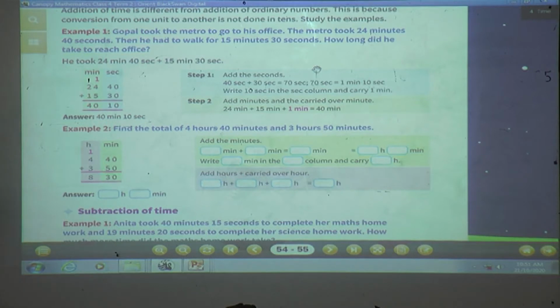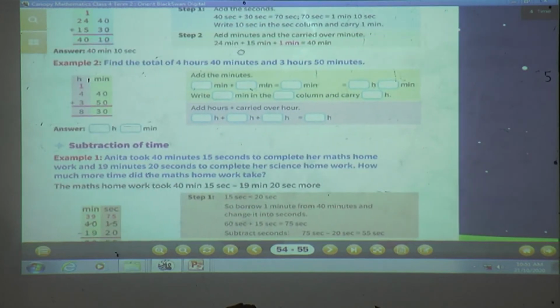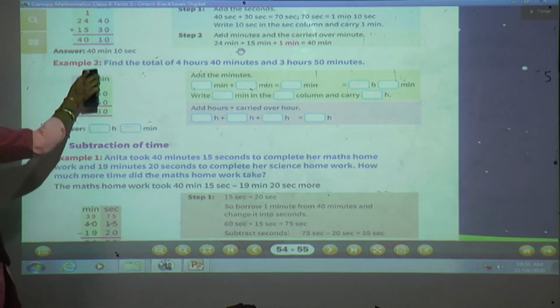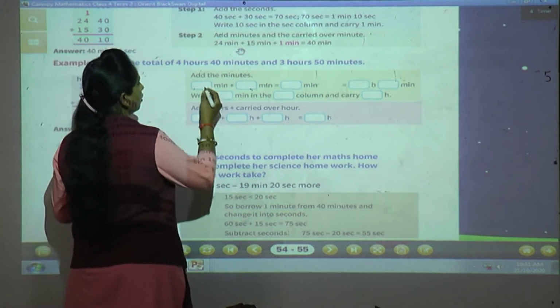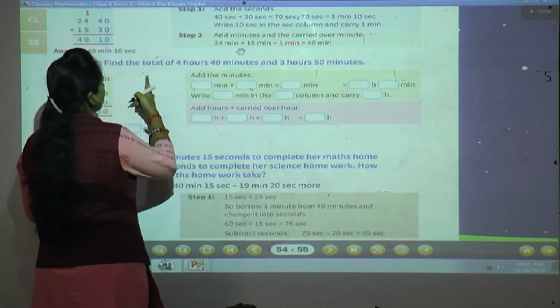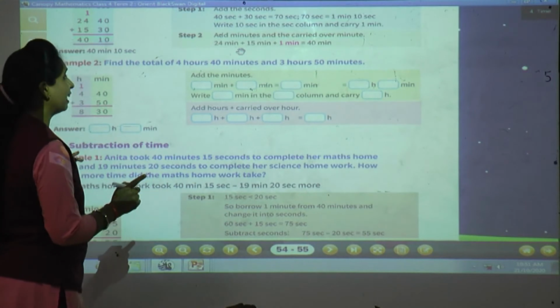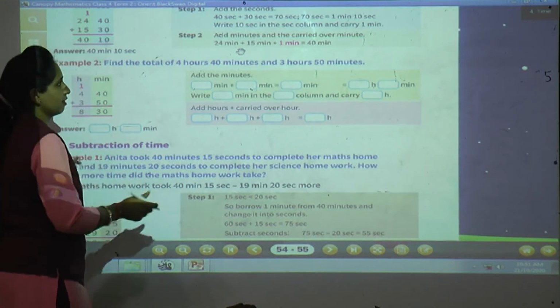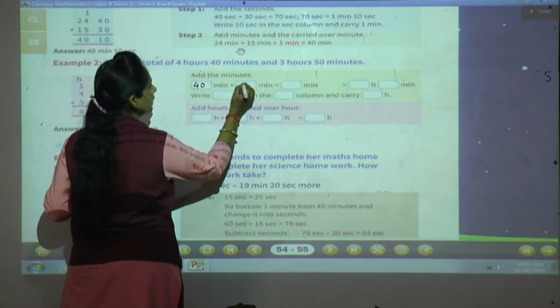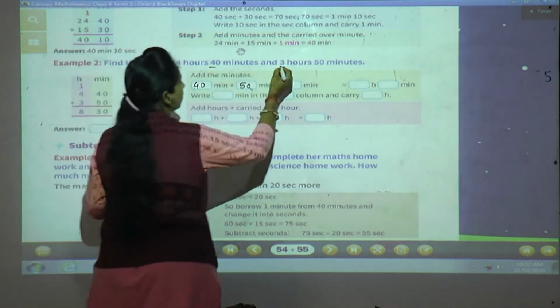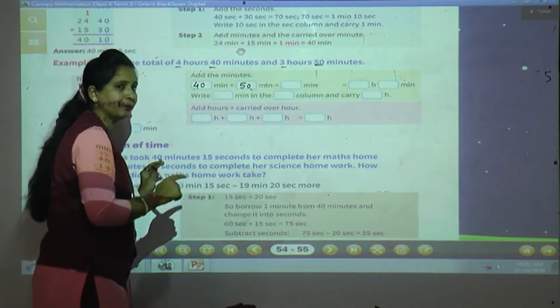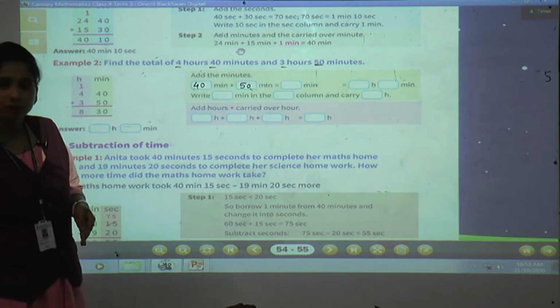Okay, now see the second example they have given for us. Find the total of 4 hours 40 minutes and 3 hours 50 minutes. See what we have to add here? 4 hours, but first do we need to add hours or minutes? Minutes. First we need to add 40 minutes and 50 minutes. First we have to add minutes and we need to convert into hours.